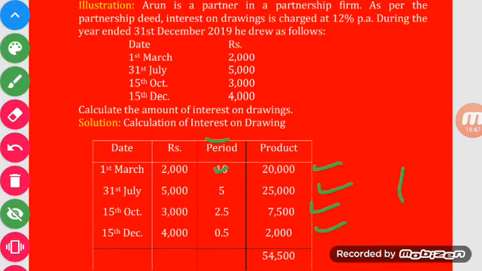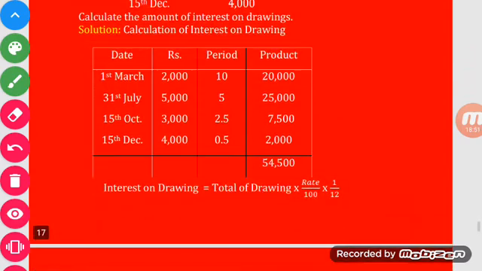And in the last, we need the total of the product column. The total of the product column is rupees 54,500. Now all the amounts we have converted into 1 month. Your formula for calculation of interest on drawing will be: total of drawings or product, here product 54,500 into rate upon 100 into 1 upon 12.